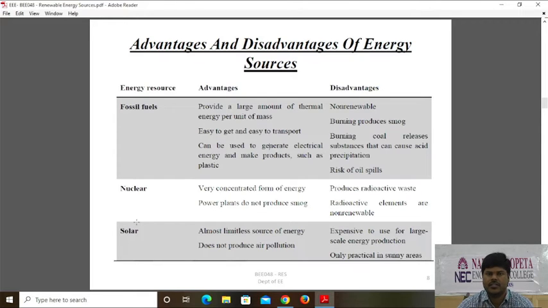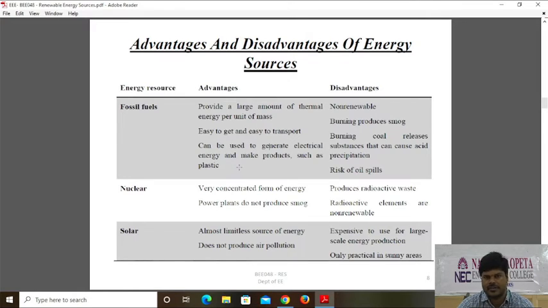So the main advantages and disadvantages of energy sources: as already discussed, the main classification of energy sources are renewable or non-renewable, or you can say conventional or non-conventional, or else you can say commercial and non-commercial energy sources. First one is fossil fuels. Fossil fuels means we can generate the power by using coal. This coal is available under the earth. See, it provides a large amount of thermal energy per unit of mass, easy to get and easy to transport, can be used to generate electrical energy and make products such as plastic.